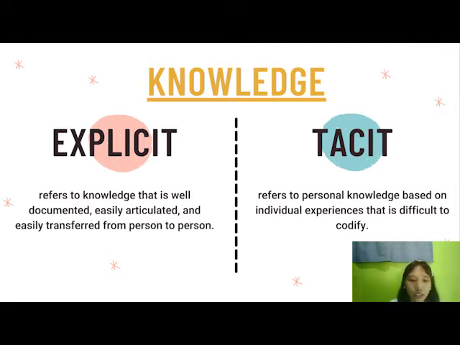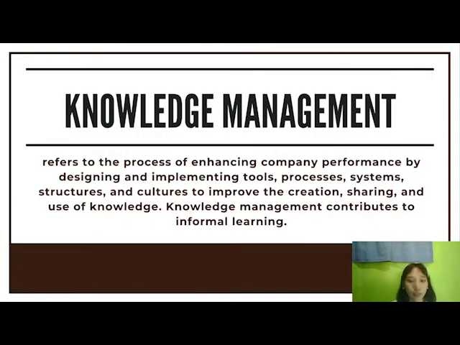Okay, now let us move on to knowledge management. Knowledge management refers to the process of enhancing company performance by designing and implementing tools, processes, systems, structures, and cultures to improve the creation, sharing, and use of knowledge. Knowledge management contributes to informal learning. Okay, tacit and explicit knowledge are also associated with knowledge management. This has the purpose of improving the organization's efficiency, most especially its decision-making abilities. By means of introducing and implementing training programs, organizations can increase their understanding of knowledge management systems.